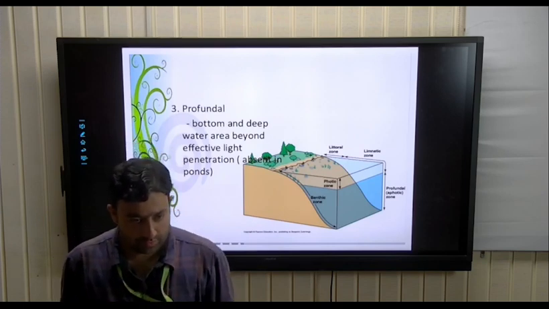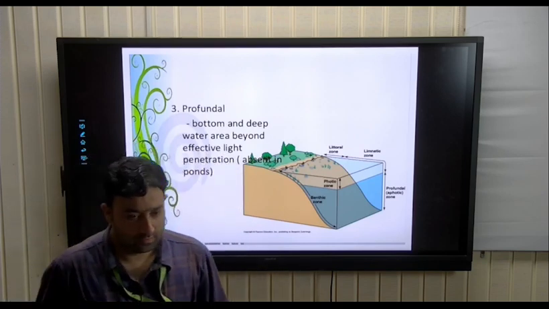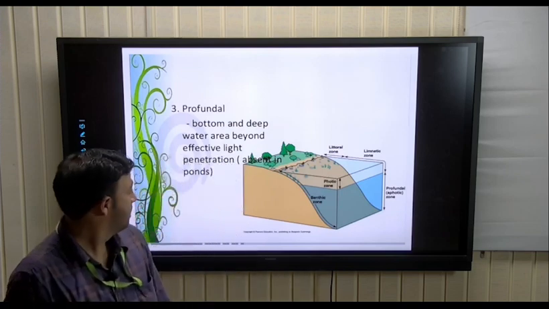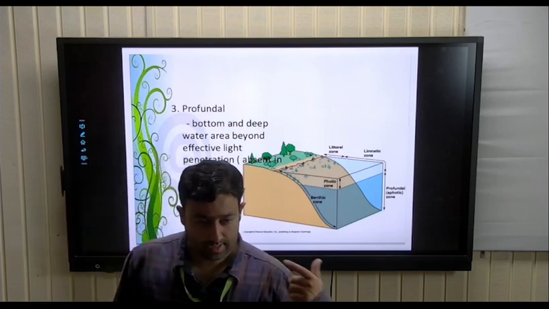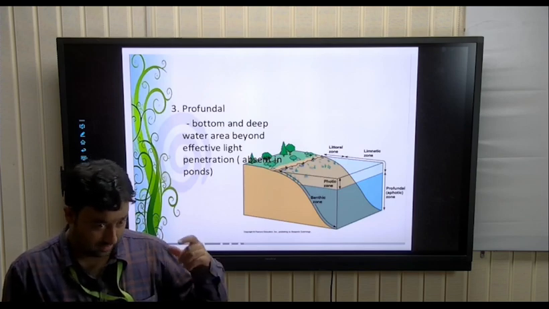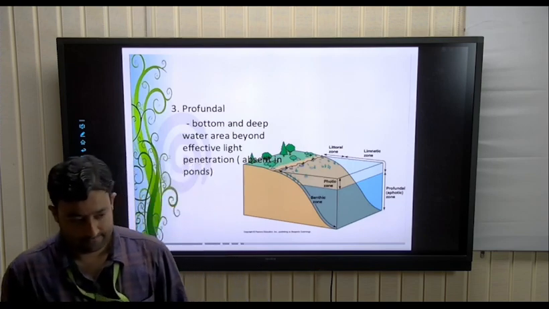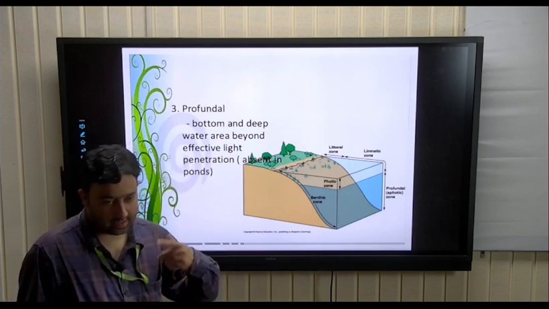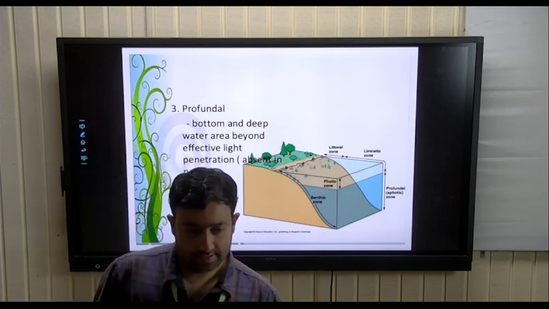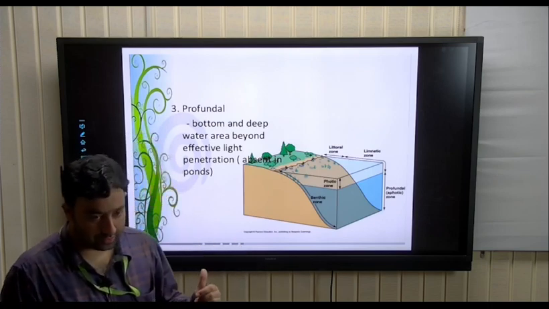Number three, profundal. It is the deep water area, beyond effective light penetration. Here the light does not penetrate to the bottom, as in oceans, but it is absent in ponds. Ponds lack a profundal zone.